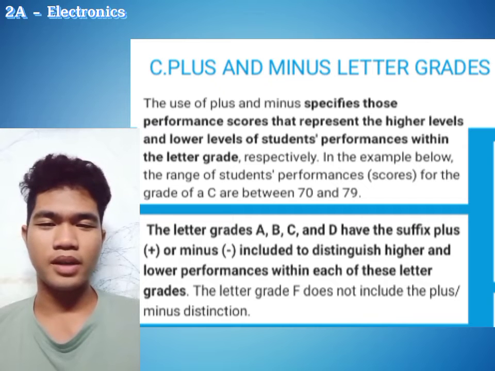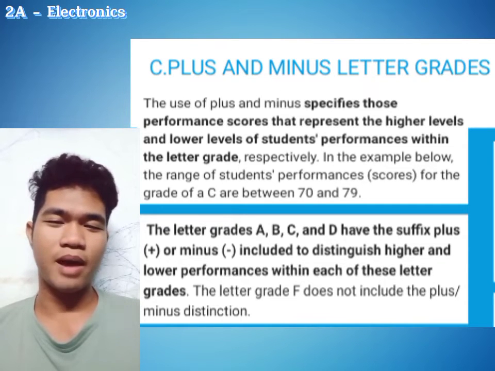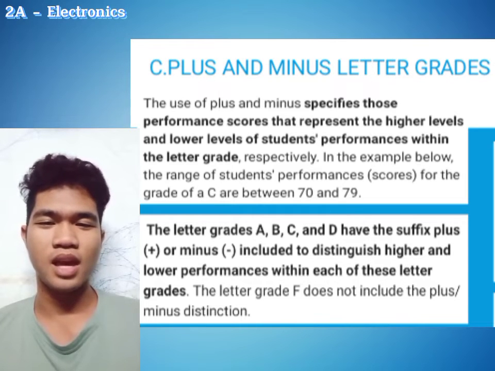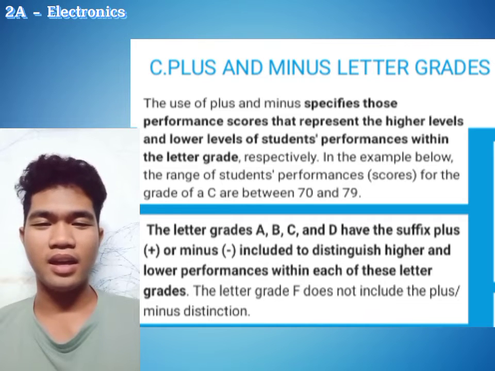C, plus and minus letter grades. The use of plus and minus specifies those performance scores that represent the higher levels and lower levels of students' performances within the letter grade, respectively. In the example below, the range of students' performances or scores for the grade of C are between 70 and 79. The letter grades A, B, C, and D have the suffix plus or minus included that distinguish higher and lower performances within each of these letter grades. The letter grade F does not include the plus or minus distinction.